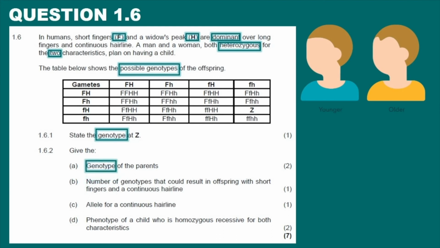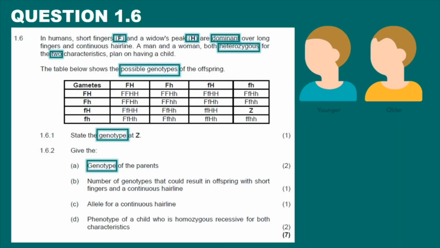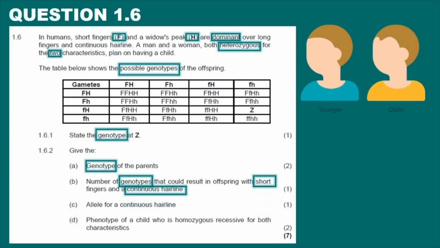Then they ask to give the genotype of the parents. So here you will get 2 marks for one answer, because the two parents are exactly the same. At the top they mentioned that both parents are heterozygous for the two traits. So then they ask the number of genotypes that could result in the offspring with short fingers and a continuous hairline. So the trick here is that they gave you the phenotype. So the easiest way to approach this question is to quickly write down the possible genotypes for the phenotype that was given to us in question 1.6.2b. Then the alleles for a continuous hairline. So what the allele would be for a continuous hairline.